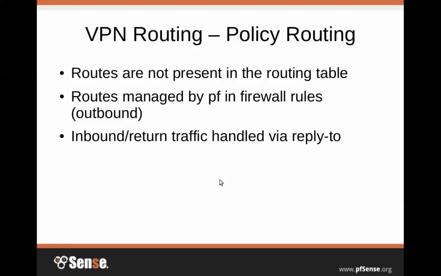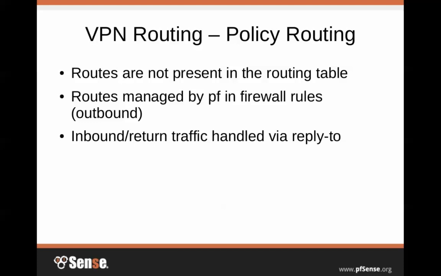For policy routing, the routes are not present in the routing table. If you have routes in the routing table, policy routing will completely bypass those and ignore them. So you can work around your system routing. You could have a default route in the system and then override that with policy routes. And those routes are managed by PF in firewall rules for the outbound traffic.